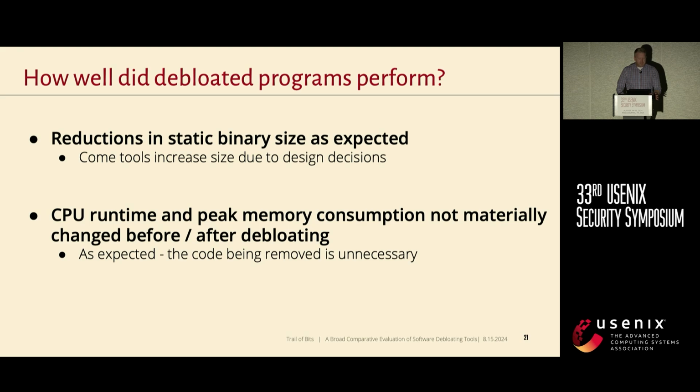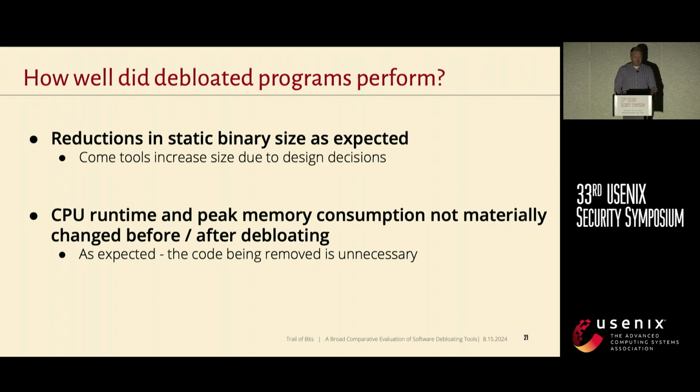So when we took a look at the actual debloated programs themselves, we saw mostly stuff that we expected to see. Because we're cutting code from these programs, the static binary size for most of these programs went down. Generally, some tools were better than others at getting rid of bloat. Some tools actually increased the size of the program, and that's due to some design decisions that they make, and ultimately can be adjusted with engineering effort.